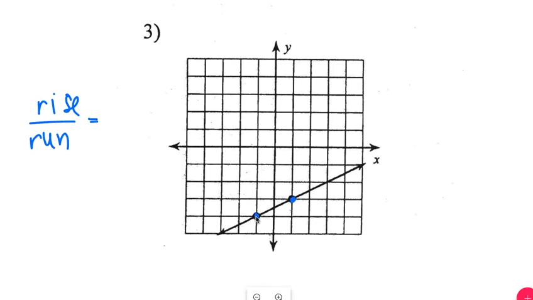I always tend to start with the point that's to the left. I don't know why, maybe just because you read left to right, but so I'll start on the left. I'm going to rise and I'm going to run. I rose 1 unit in the positive direction. I ran 2 in the positive direction. So my rise over run, my slope is 1/2.